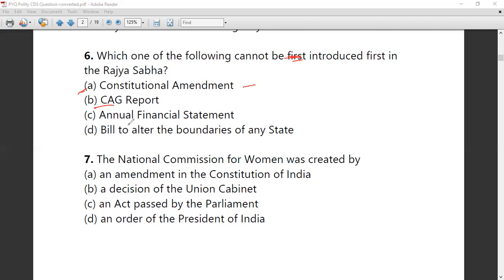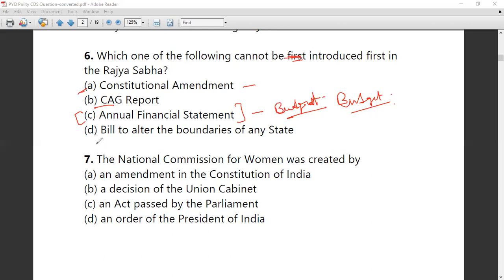Annual financial statement. Actually, the annual financial statement is a budget, what we say in general language. Actually, there is an issue. Just a minute. Yes, it is a budget. The term budget is nowhere mentioned in the Constitution, so we say it is the annual financial statement. So this budget cannot be introduced in the Rajya Sabha first. It has to be introduced in the Lok Sabha, the lower house. Okay, so here, I think this should be the answer.